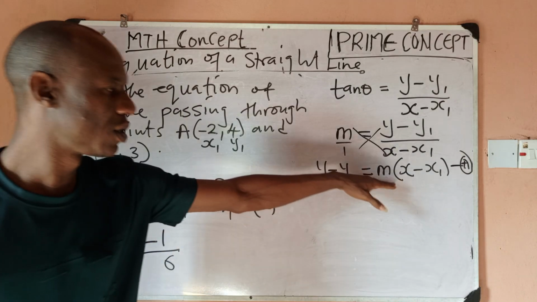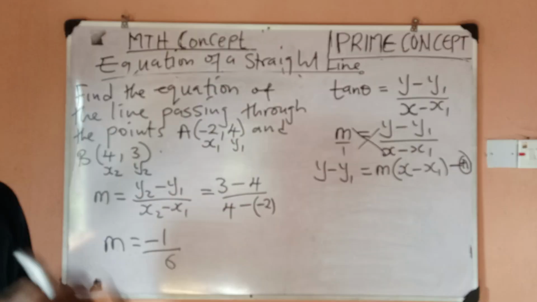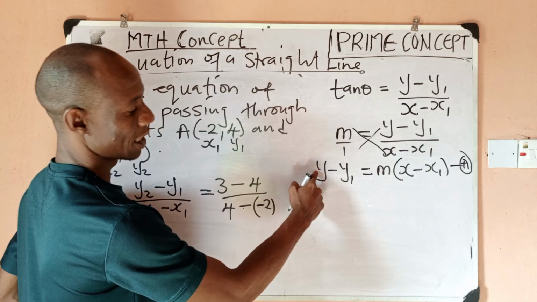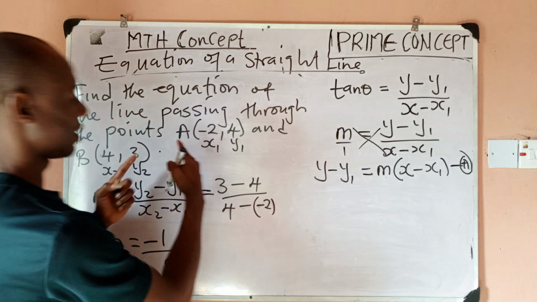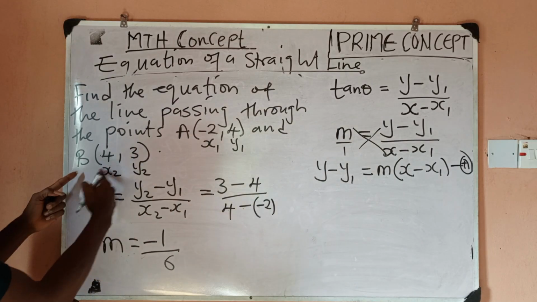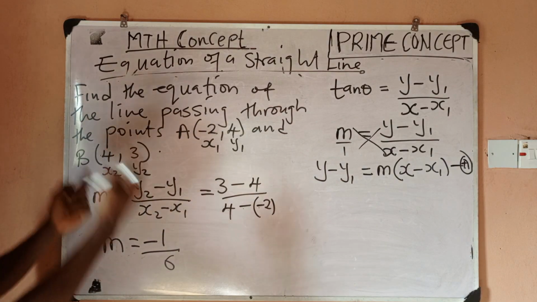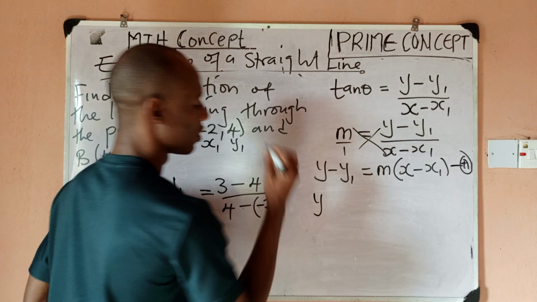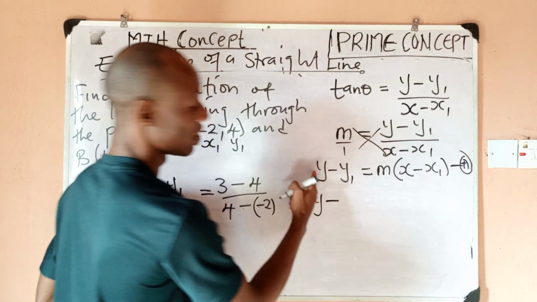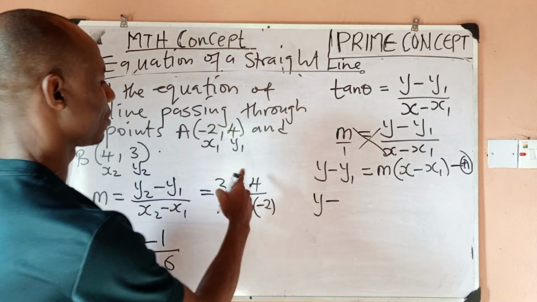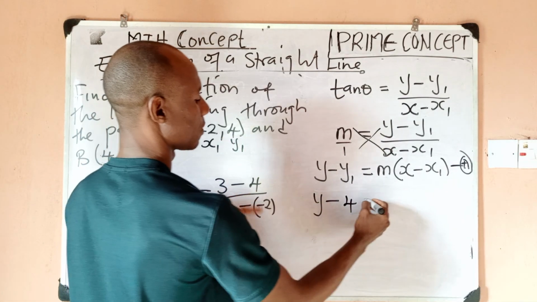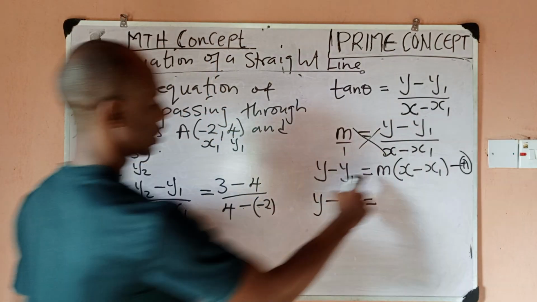So taking it to equation A, I'll be able to find the equation of this straight line. Remember, y is an unknown, but y1 is given. We can use any of these 2 points, A or B. So let's start with point A. Now, we have y, which is unknown, the variable. So you have y minus y1, which is 4, equals what now? Our slope is what?